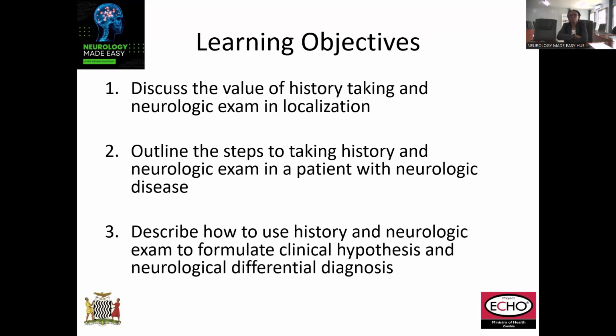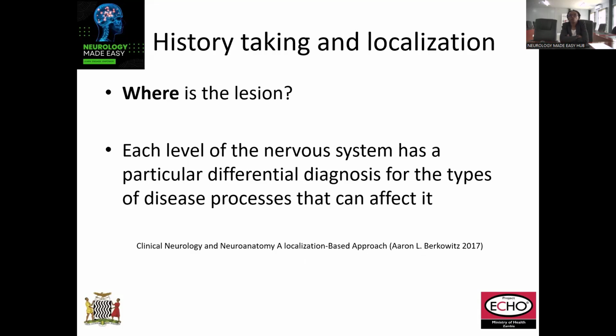Okay, so the objectives for this talk today are to discuss the value of history taking and the neurologic exam. We're also going to outline the steps in taking the history and doing the neurologic exam, and then describe how both history and exam help us to formulate a diagnosis. So really, when we talk about history taking, we want to establish localization. The other talk we had 2 weeks ago, we had discussed localization. And now we just want to see what the history is able to do for us in terms of localization.